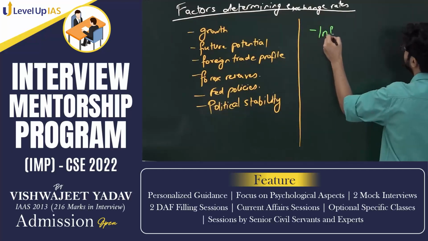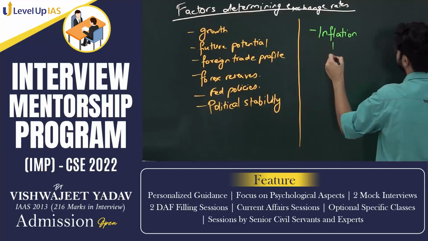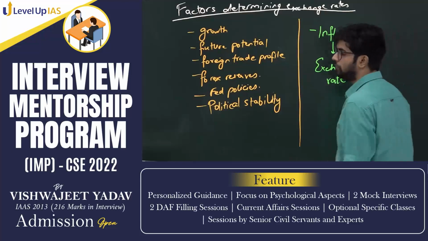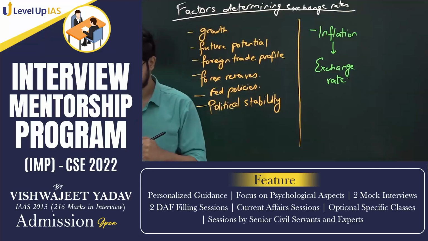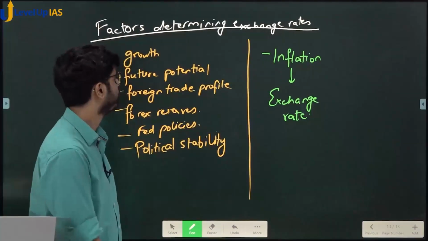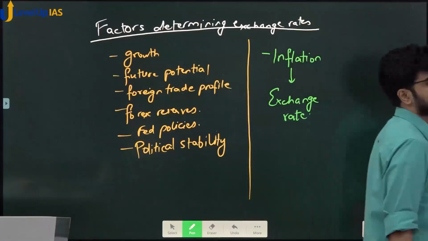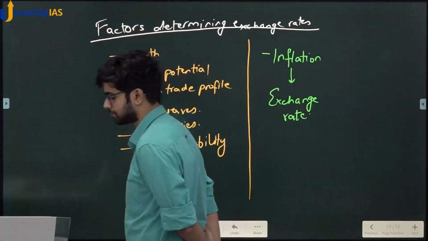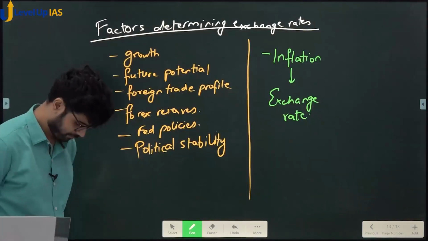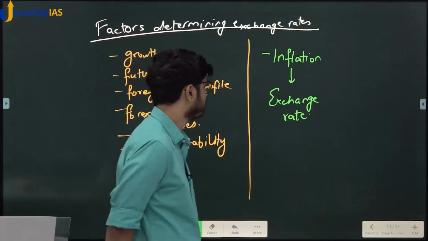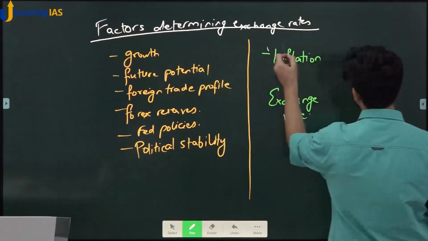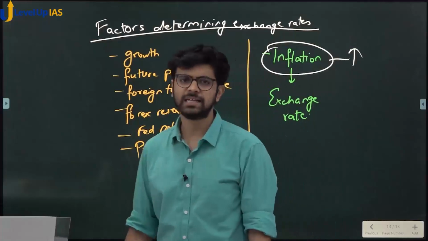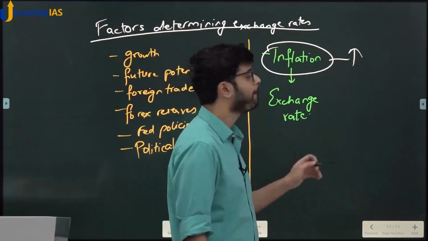One is inflation. What is the relation between inflation and exchange rate? What do you think is the relation between inflation and exchange rate? Try to think about the relation between inflation and exchange rate. See, let's say inflation is more. If domestic inflation is more, goods are costlier, so you will move towards imports.